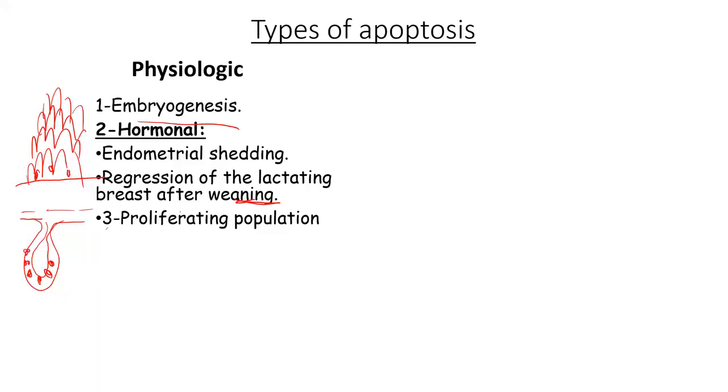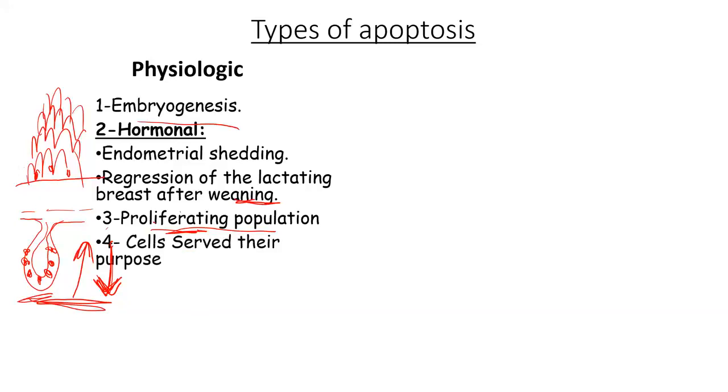If you go and proliferate, you need a certain number here. If you exceed the number, you have to go back to normal by decreasing this number. And so if you exceed the wanted number in a proliferating population, you just get rid of the excess cells by the process of apoptosis. That is why every proliferating population is in balance. The balance is kept by the process of apoptosis. So proliferation increases the number, apoptosis decreases the number until we reach an equilibrium in these proliferating populations.